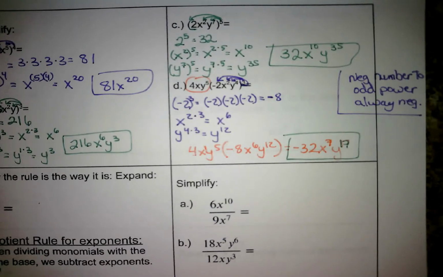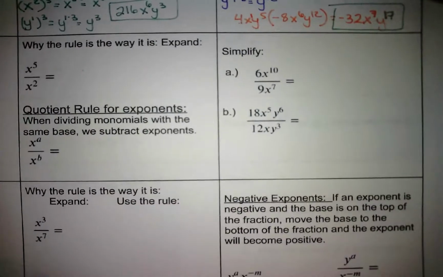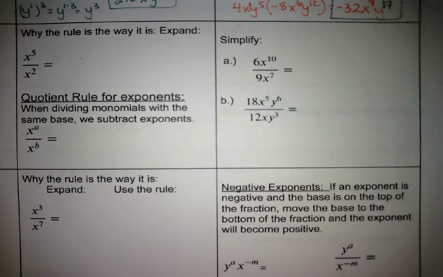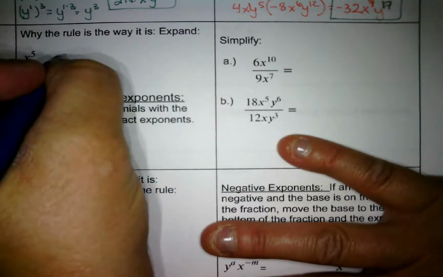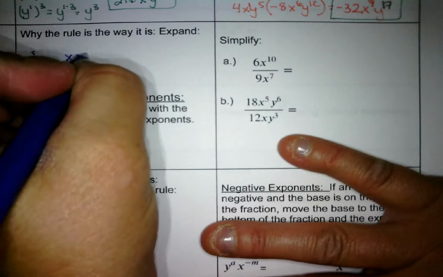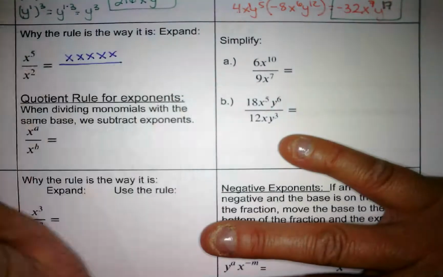Right, let's go ahead and look at the next rule, the quotient rule. In other words, when we're dividing exponents. So let's take a look at this. So x to the 5th, we're going to write it out. We're going to expand it. X times x times x times x times x. So that's x to the 5th, x 5 times, divided by x squared, so that's x times x.